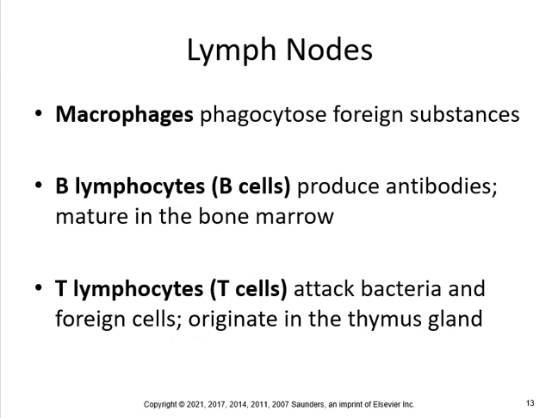Now, you definitely know what macrophages are. They phagocytose foreign substances. But then B lymphocytes, which are B cells, produce antibodies. They mature in the bone marrow, so make sure you know where B lymphocytes mature. And then T lymphocytes, which are T cells, attack bacteria and foreign cells. Make sure you know where they originate. They originate in the thymus gland. So basically the B cells will mark them and the T cells will kill them. Okay, so you want to know that, and you want to know where these cells mature and where they originate.